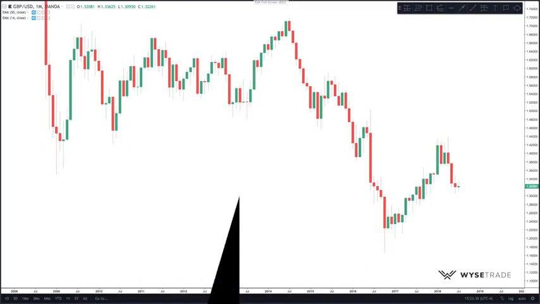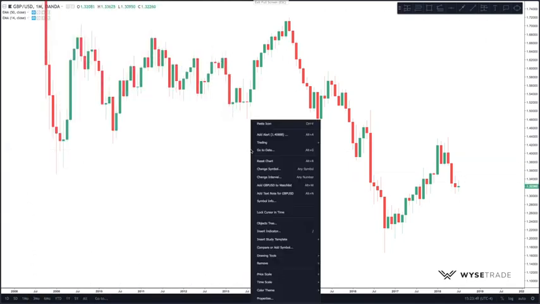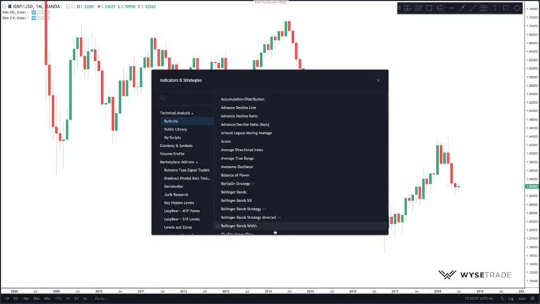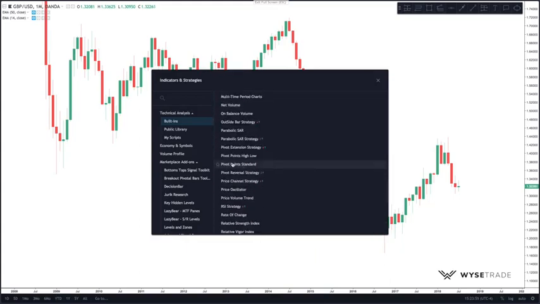Hey guys, so in this video we will be going into the concept of pivot points and how we use them to gauge more precise entries. As always, we don't use them on their own but in combination with price action we have already established. So to add in the pivot points, right click, insert indicator, go to pivot points standard.